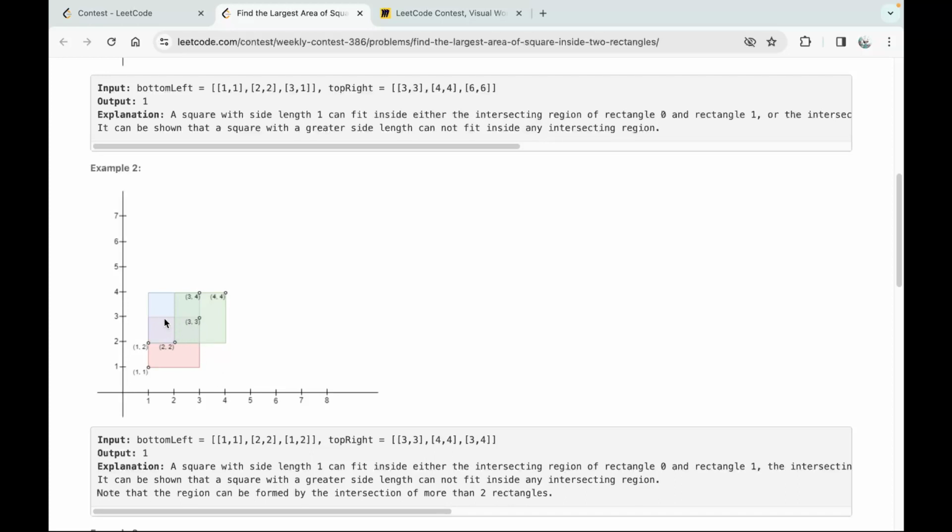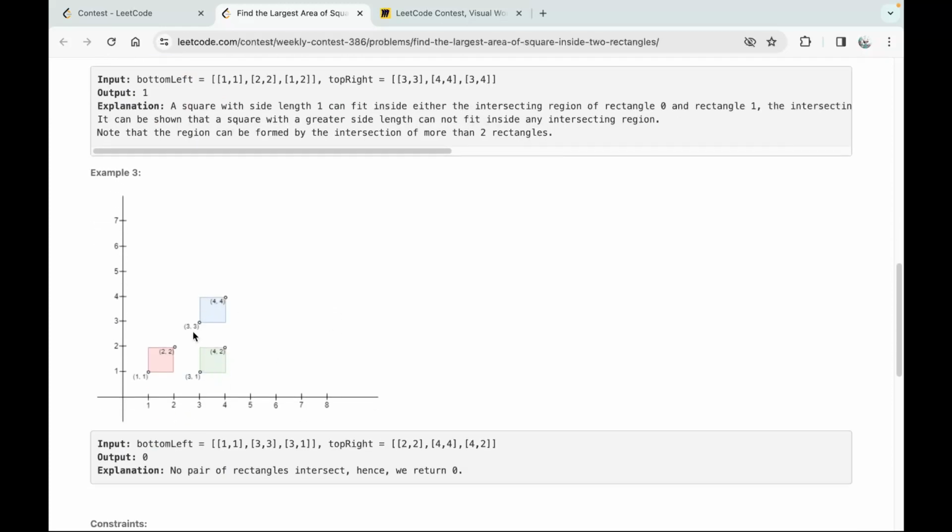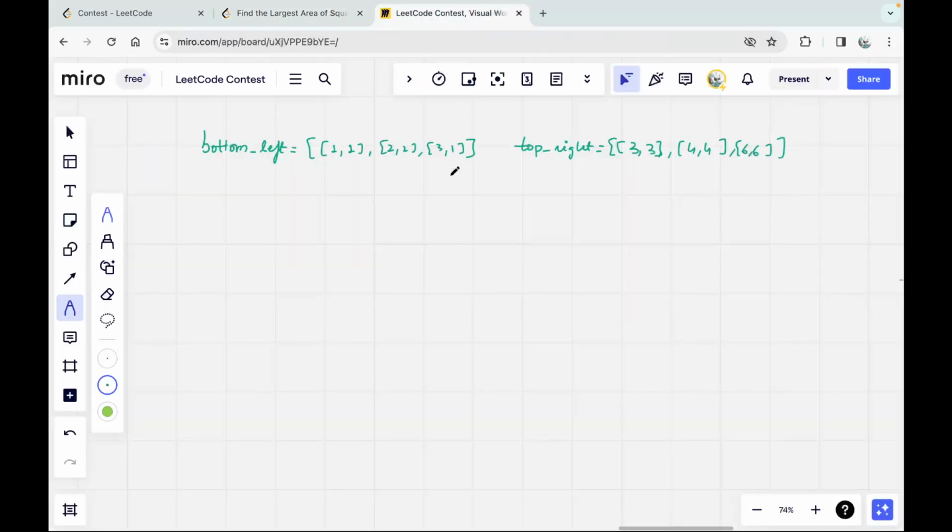Similarly, you can see that blue and green are also intersecting. Where are they intersecting? They're intersecting here. This is a rectangle, but again you need to get a square out of this, so the square is going to have side 1. Similarly, among red and green, there is a common area, this particular one. So a square is formed here. What is the area? It's going to be 1. So here also the maximum is going to be 1. Now in the third test case, there is no intersection point, so there is going to be nothing. Now I hope you have understood the question a little bit.